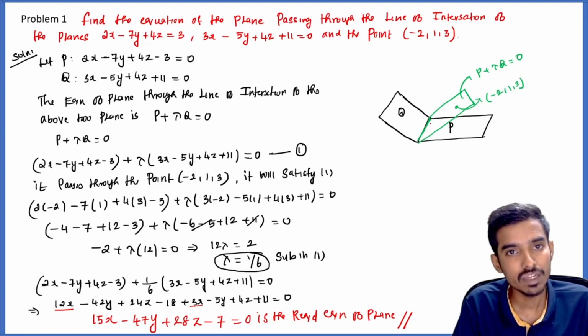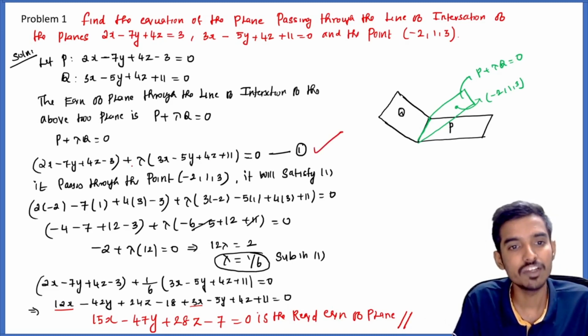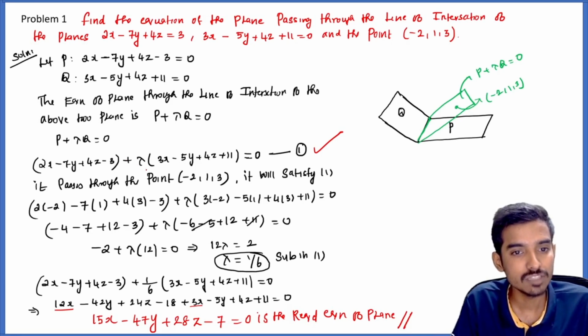You need to find an equation of plane through the line of intersection of these two planes. That plane is given by P plus lambda Q is equal to 0. So P plus lambda Q is equal to 0. This is the required equation, but we don't know the value of lambda. To find the value of lambda, they have said that it is passing through the point minus 2, 1, 3. Substitute that point, we are getting lambda to be equal to 1 by 6.